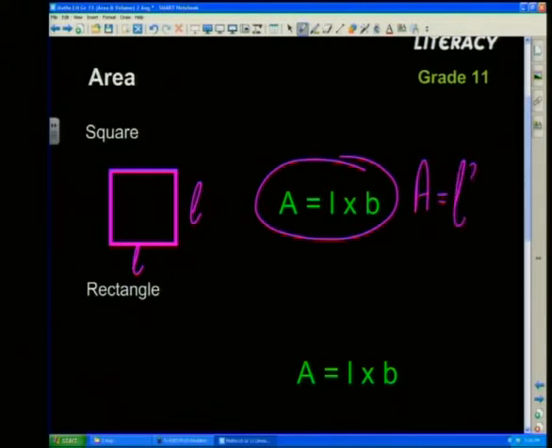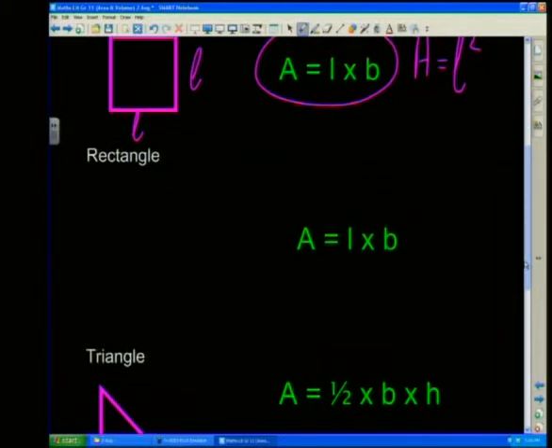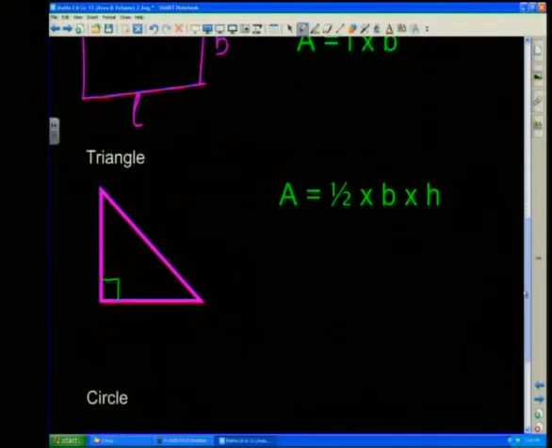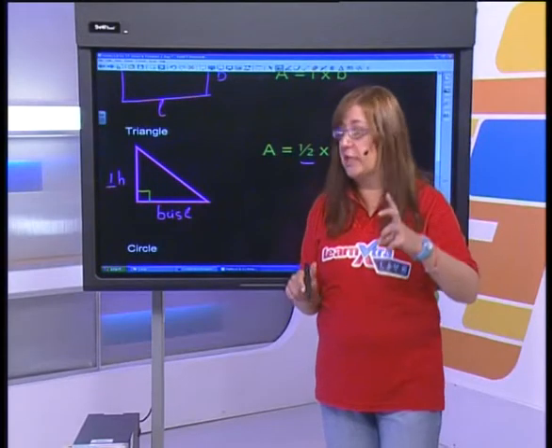length squared. And the rectangle, I don't know what happened to my rectangle. Let's draw a rectangle. Area of my rectangle is length times breadth. And finally, the area of my triangle is half the base times my perpendicular height. Okay, so it's half times the base times the perpendicular height.